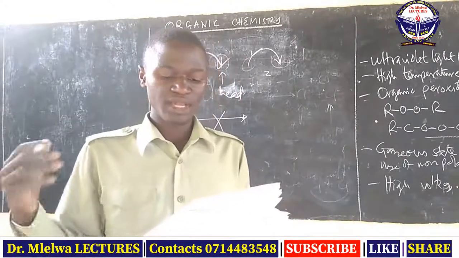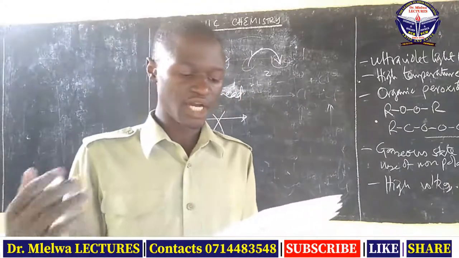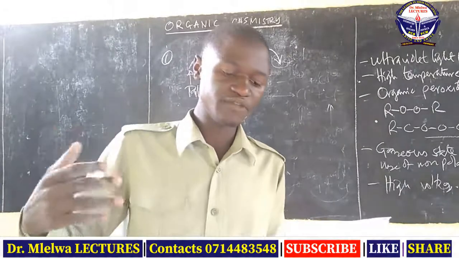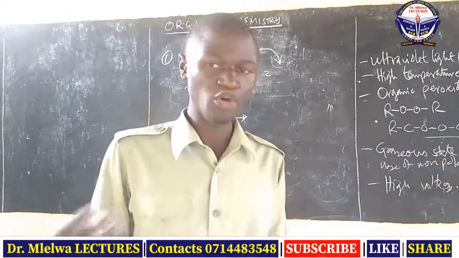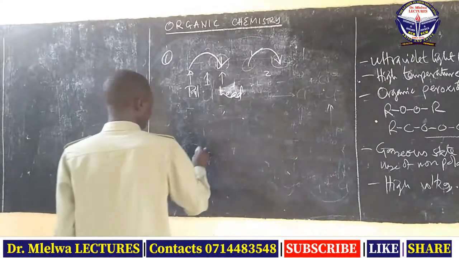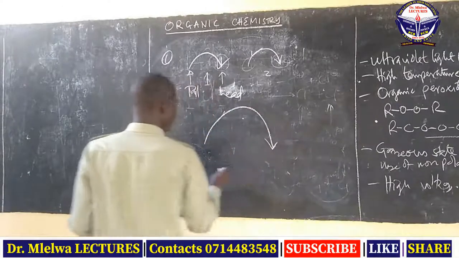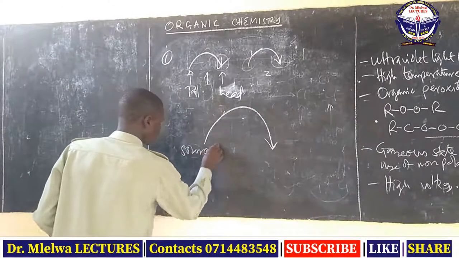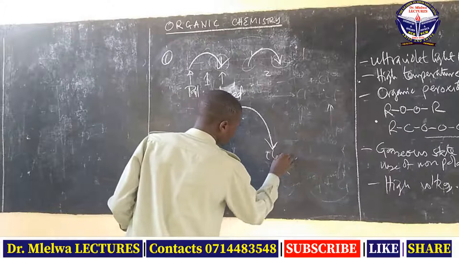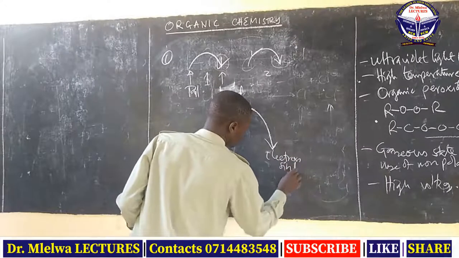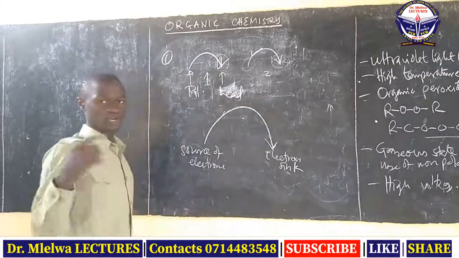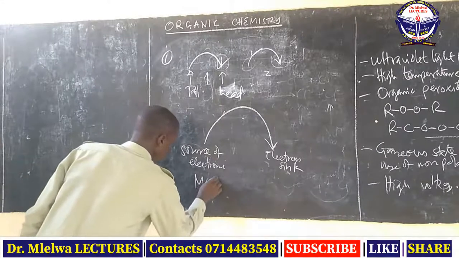We are using the headed curved arrow. The tail of the arrow should start at the source of electrons, and the head of the arrow should direct to the site where the electrons are going. So by drawing an arrow like this, here is the source of electrons, and here is the electron sink.